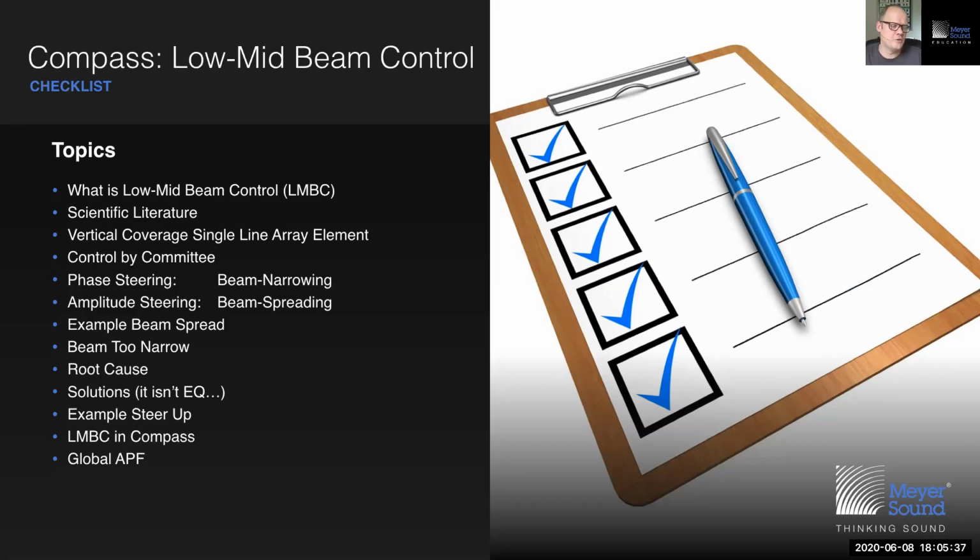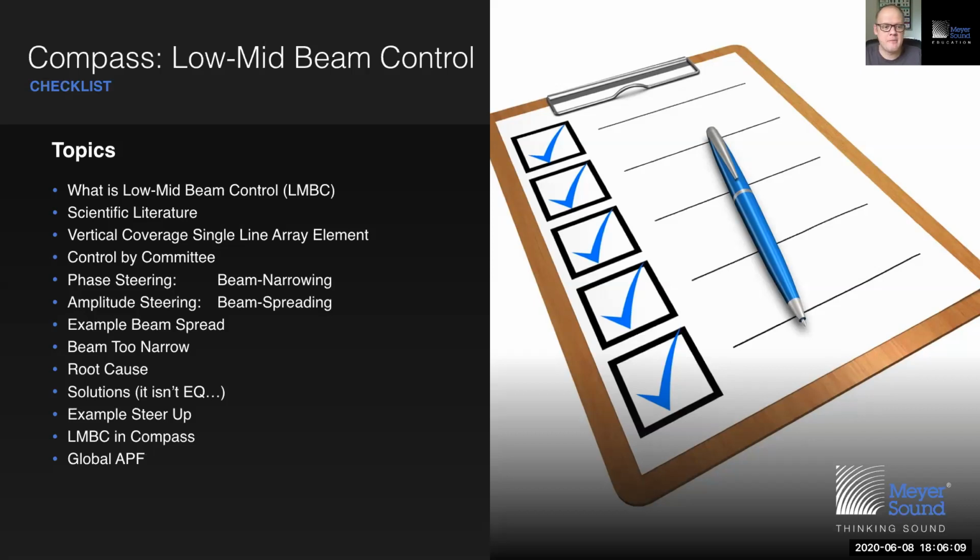But we're going to get into that soon. Because when we try to introduce control by committee, there's basically two regimes or two principles that we resort to. There's the phase steering, which is all about narrowing the beam, and then there's the amplitude steering, which is all about spreading the beam. It's point and shoot, sending the sound where we need it to go. And we need to understand those two regimes that are at play when we work with line arrays, trying to achieve control by committee, a committee of line array elements.